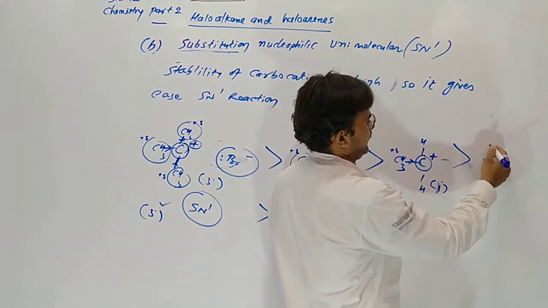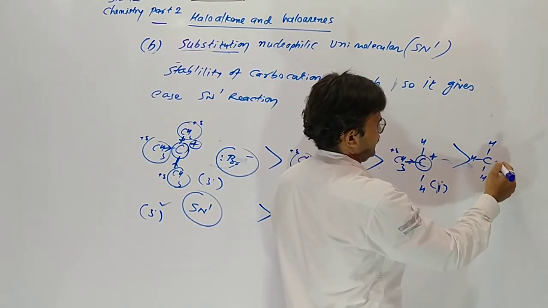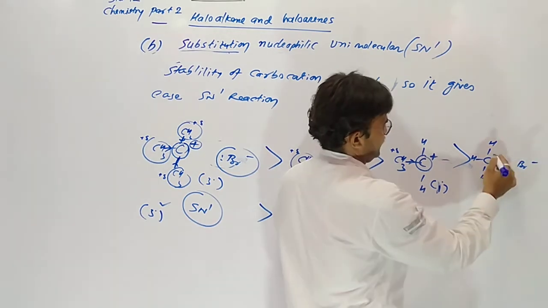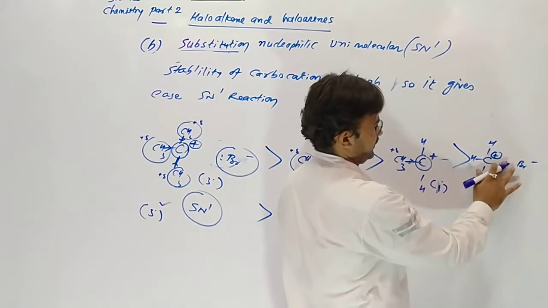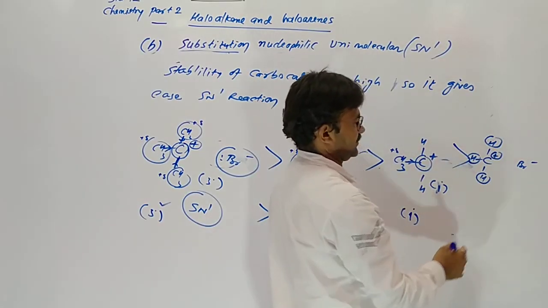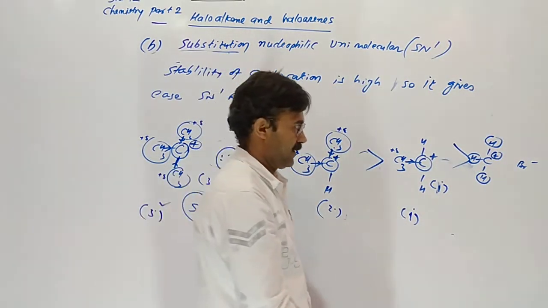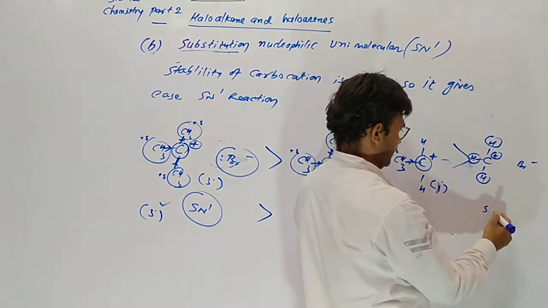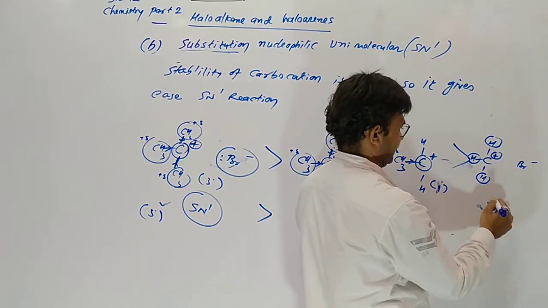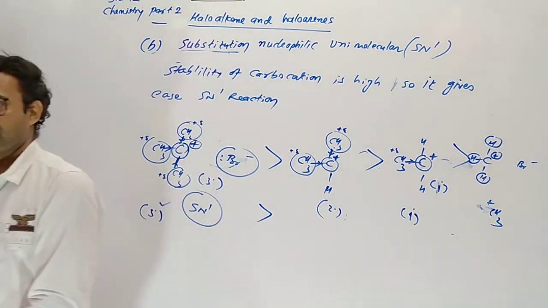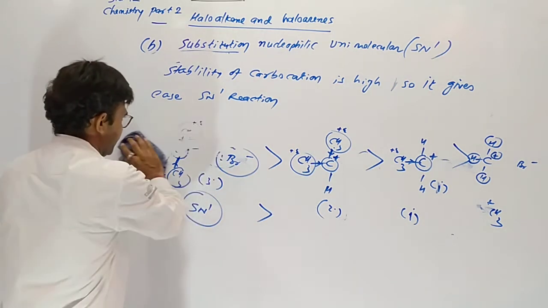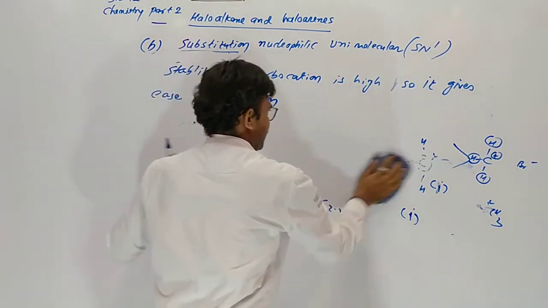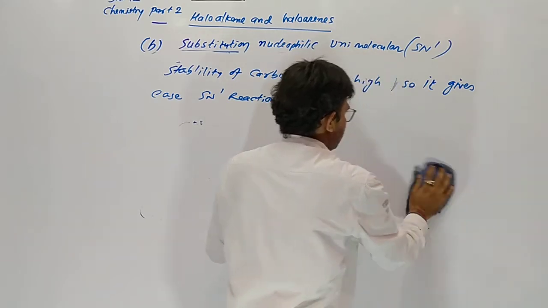Now the methyl carbocation. After removal of bromide, it is only a carbocation, not primary. Here is hydrogen. Hydrogen is not a donor or acceptor. So the methyl carbocation is formed very slowly. Yes. So now, in order, which one gives SN1 fast and which one gives SN2 fast? Bulky.